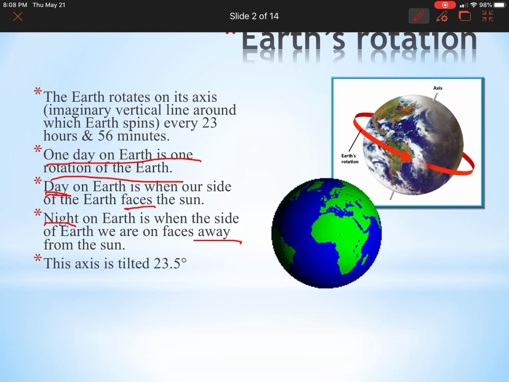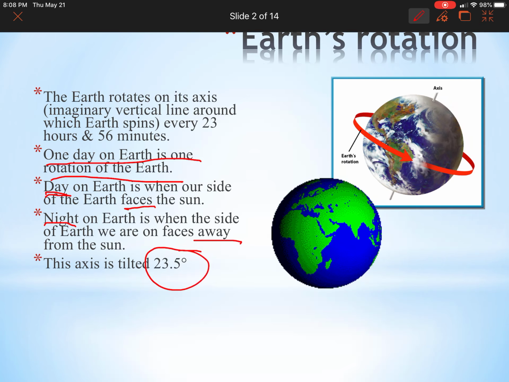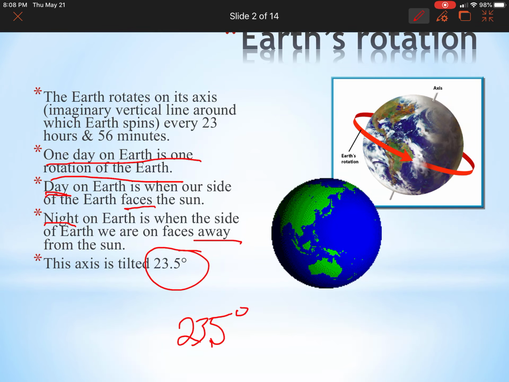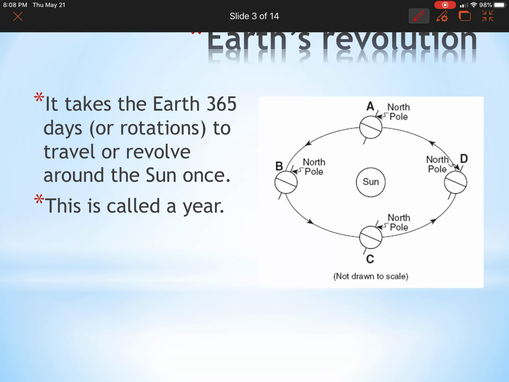Okay, now the axis is tilted at 23.5 degrees. So make sure you have that written down. Don't forget the degree 23.5 degrees. Don't forget that degree symbol. We'll talk more about these as we go here. That was just sort of the intro thing.